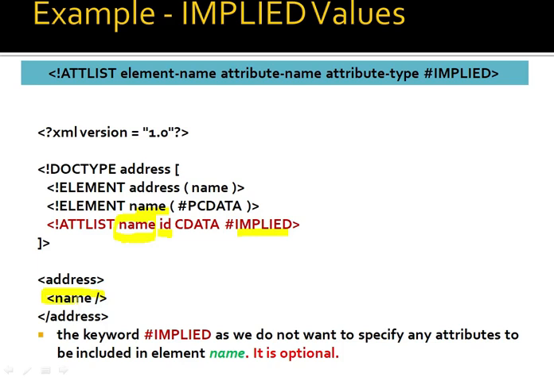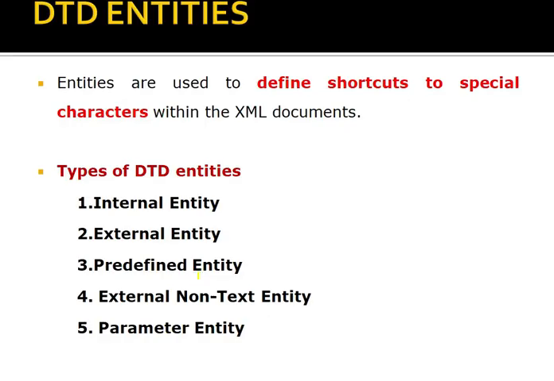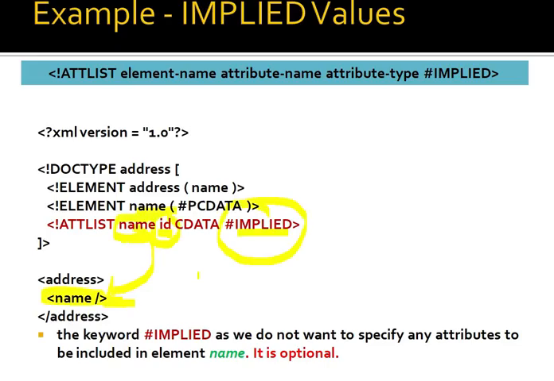So if you look here, there is a name element, but the ID attribute is not there. Why? It is implied, it is optional. Like that we can give the four possible values for the attributes in the DTD elements.